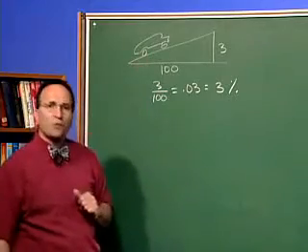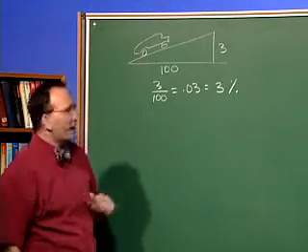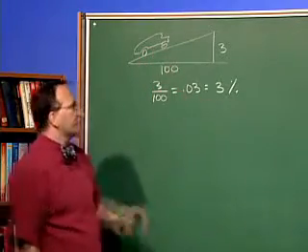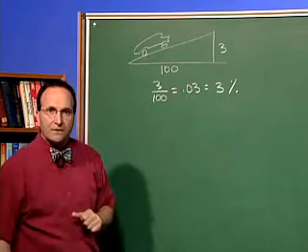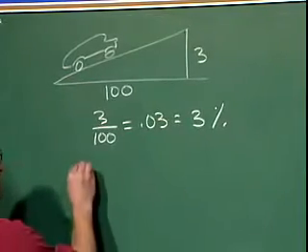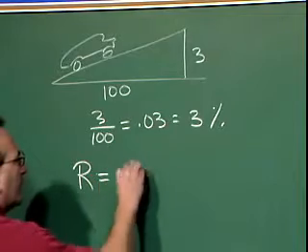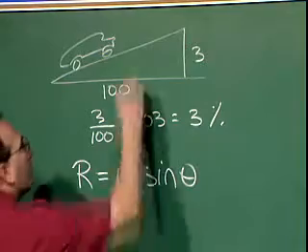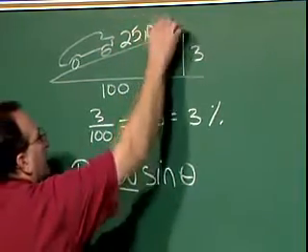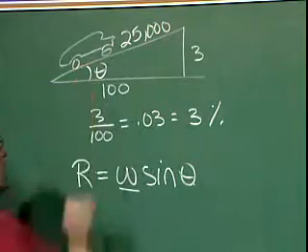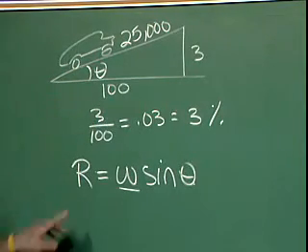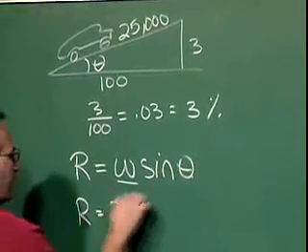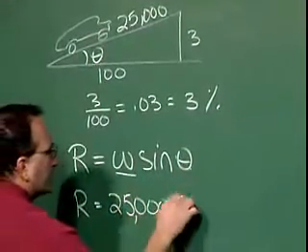The truck is 25,000 pounds, and it is going up a hill with a grade of 3%. So what that gives us is a resistance using the formula that R equals W sine theta, where, of course, W is the weight, 25,000 pounds. Theta is the angle of the road, and R is my resistance. So we know that R is equal to 25,000 pounds times the sine of theta.